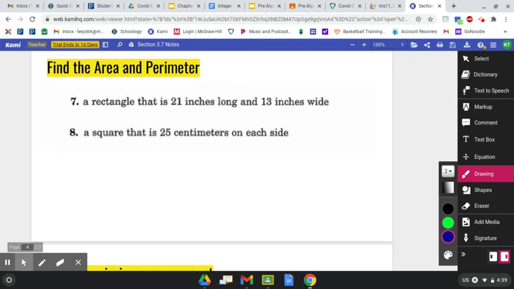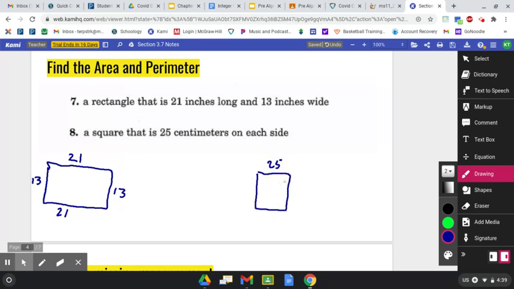All right, a couple word examples. It might help for you to draw the figure, but we're going to find the area and the perimeter. So in number 7, it says a rectangle that is 21 by 13. So we can say 21 by 13, right? This one would be 21. This one would be 13, to give us our rectangle. And number 8, a square.